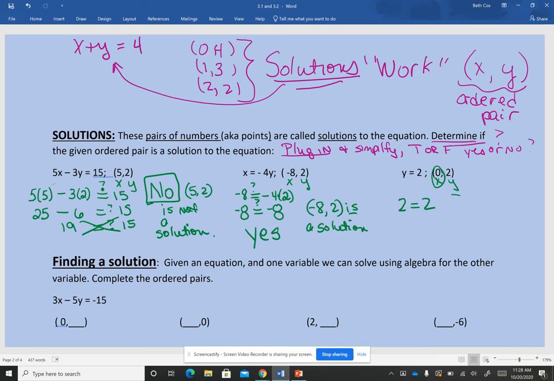And 2 equals 2. Yes, so this is a solution, even though it doesn't matter what the x is. It doesn't matter because this particular equation, if we look back at our previous video and our previous paper, says that this is all pairs of numbers where the y value is 2. And so this is a pair of numbers, and in this pair of numbers, the y value is 2, so it has to work. It works. So these are solutions. Very good. So now let's move on.